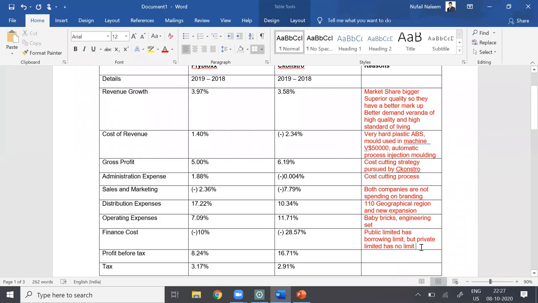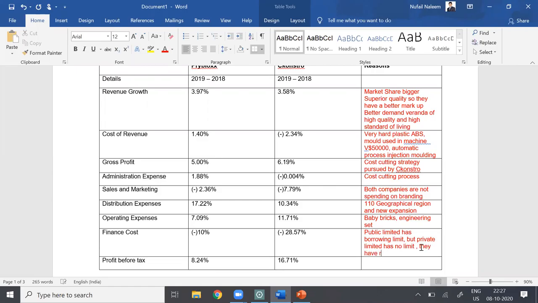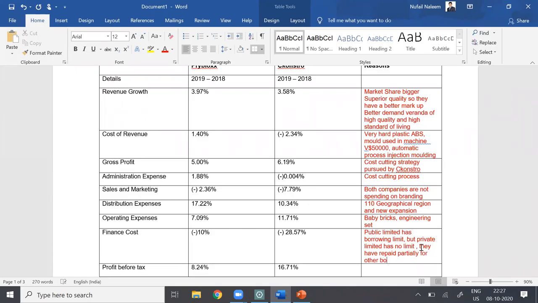Or I can say, they have repaid partially for other borrowings. In other words, they may need other borrowing. So just to improve their credit rating, they would have repaid a little bit more. Are you clear with that? Yes or no? Yes.